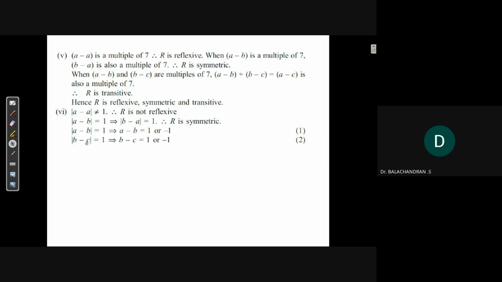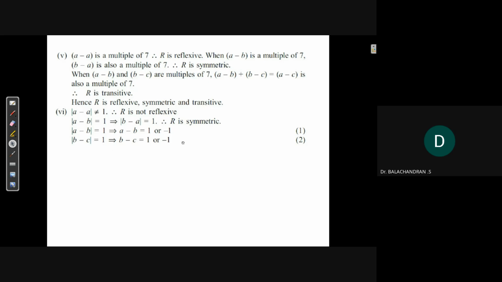And also you should assume modulus of b minus c equal to 1. So modulus of a minus b equal to 1, so a minus b equals either 1 or minus 1. Similarly, modulus of b minus c equal to 1 implies b minus c is either 1 or minus 1.